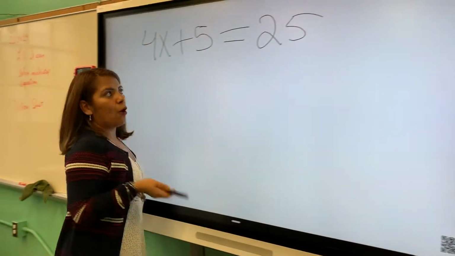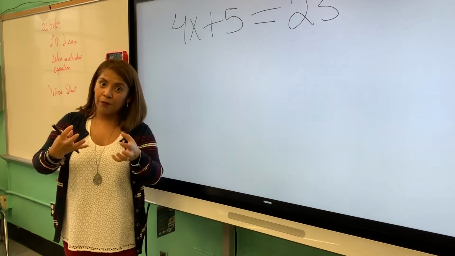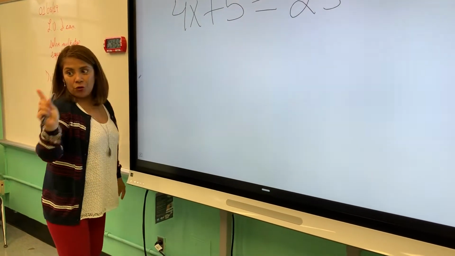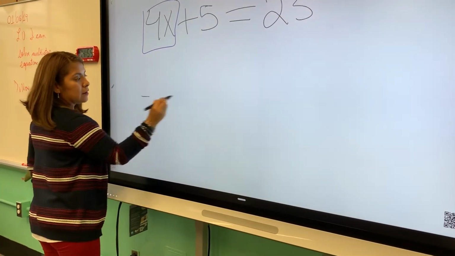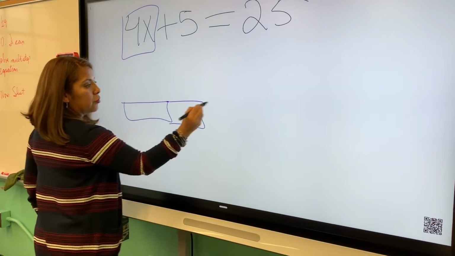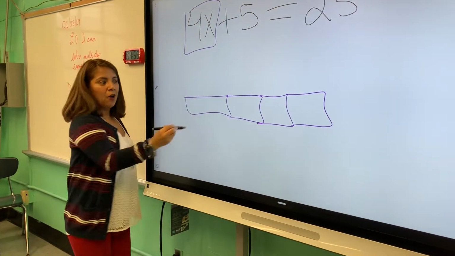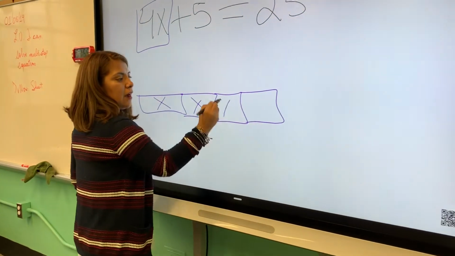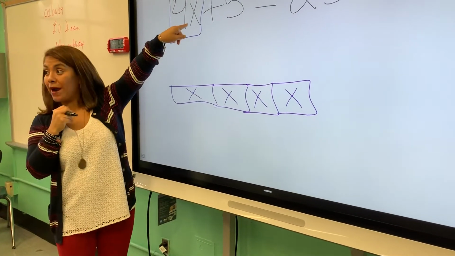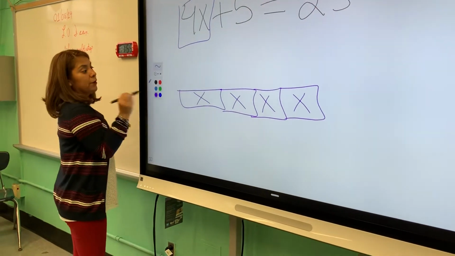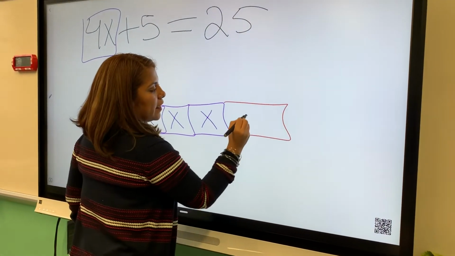So now, we already learned how to do the other one, the diagram. When we read a word problem, we do the diagram. In this case, look what I'm going to do. I'm going to show 4x as 1, 2, 3, and 4, each of them counting as one of my x, x, x, and x. That's going to give me a total of 4x. Plus my 5, I have this as my 5.